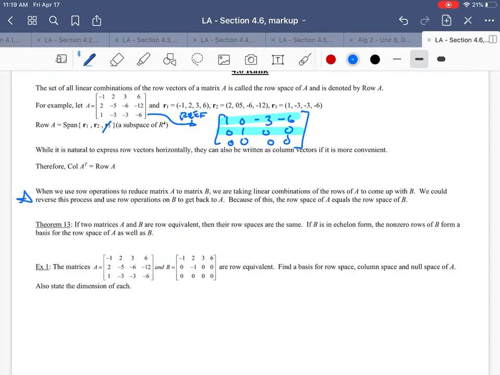So this next little bit right here, when we use row operations to reduce a matrix A to matrix B, we're taking linear combinations of the rows to come up with the matrix. All right, so we could reverse this process and get from B back to A. So basically what this is telling you is that the row space of A equals the row space of B. So if 2 matrices are row equivalent, like just mentioned above, then the row spaces are the same. If B is in echelon form, the non-zero rows of B form a basis for the row space.